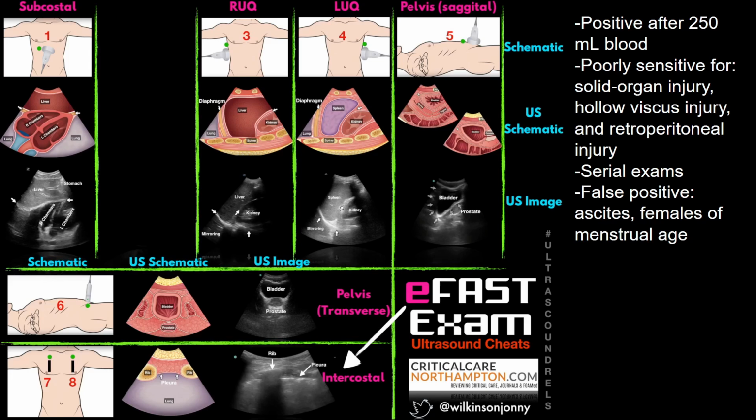FAST is positive after 250 mLs of blood, same thing as a chest x-ray for hemothorax. Not sensitive for solid organ or hollow viscus injuries or any retroperitoneal bleeding. Serial exams are helpful, and false positives would be like somebody with liver cirrhosis and ascites, or females who are menstruating can also be positive.